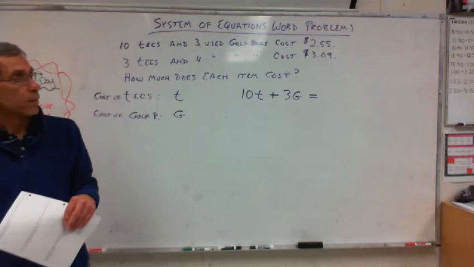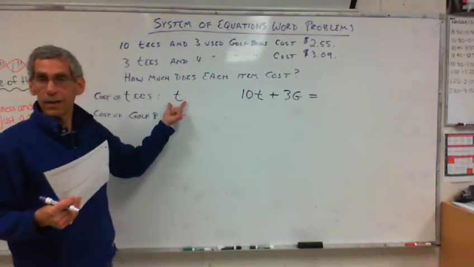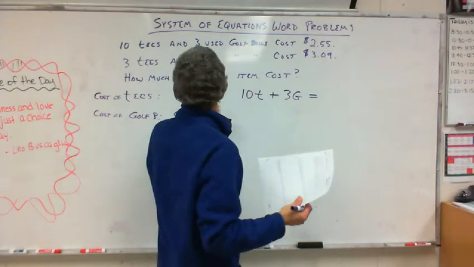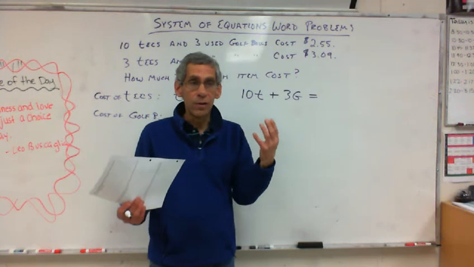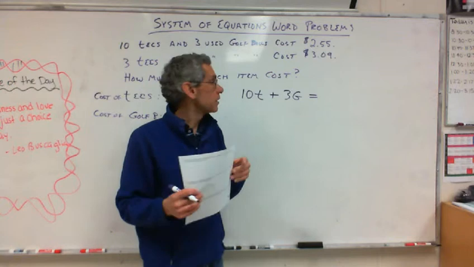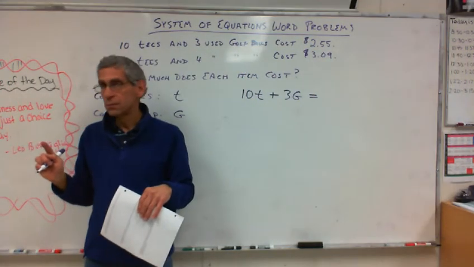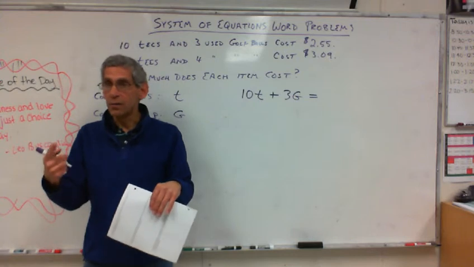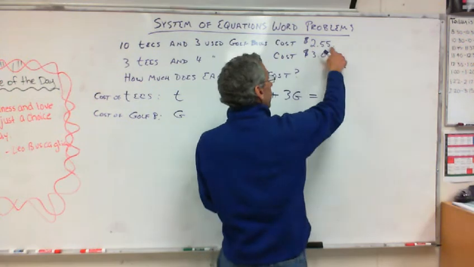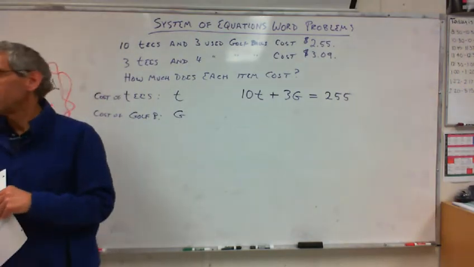Now I'm going to recommend you write this all in cents. Not always, but oftentimes, especially when you're dealing with smaller amounts. My guess is these are going to be in cents, because $2.55 and we've got 10 tees, there's no way they're going to be over $1. It'd be easier if everything was in cents. How would I turn $2.55 into cents? Get rid of the decimal. I'd multiply it times 100, 100 cents per dollar, and it would just move the decimal over. So it's 255. All right, what's my second equation?